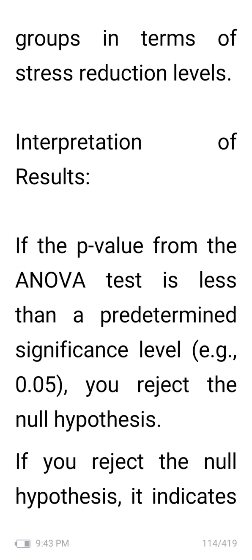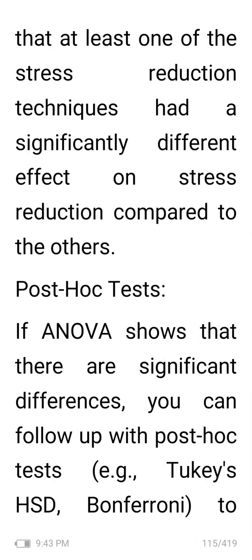Interpretation of results: if the p-value of the ANOVA test is less than a predetermined significance level, 0.05, you reject the null hypothesis. If you reject the null hypothesis, it indicates that at least one of the stress reduction techniques had a significantly different effect on stress reduction compared to the others.